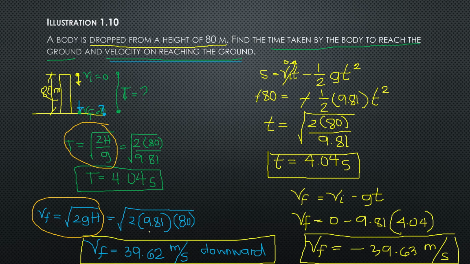So you can choose whether to use the original three formulas or the shortcut one when a ball is dropped, or a body is dropped, or a particle is dropped from a height. Okay.